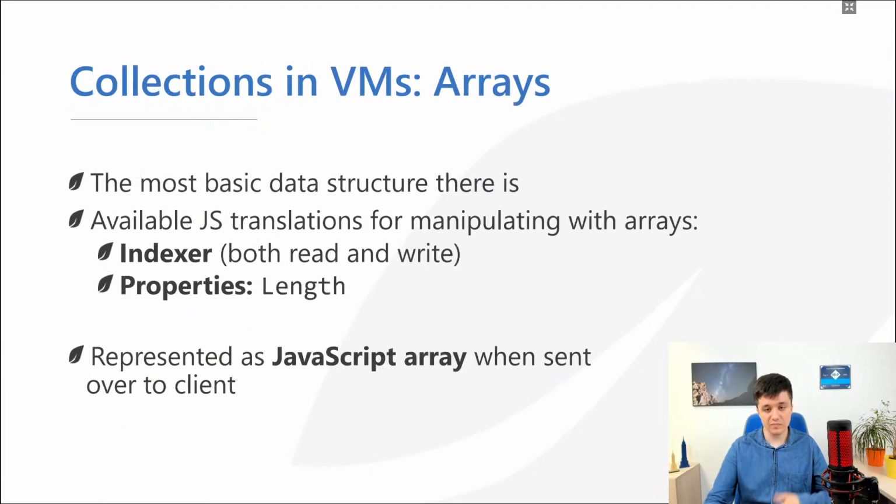inside DotVVM. So first of all, of course, arrays, simplest data structure there is probably. When you are working with arrays in DotVVM, you can of course use the indexer, using those square brackets, to access an element, to read an element, of course also to write an element, and when it comes to properties, we are supporting the length property, which from previous slides you should now be able to implement yourselves, as we learned on previous slides. So when it comes to arrays, indexer and length property.